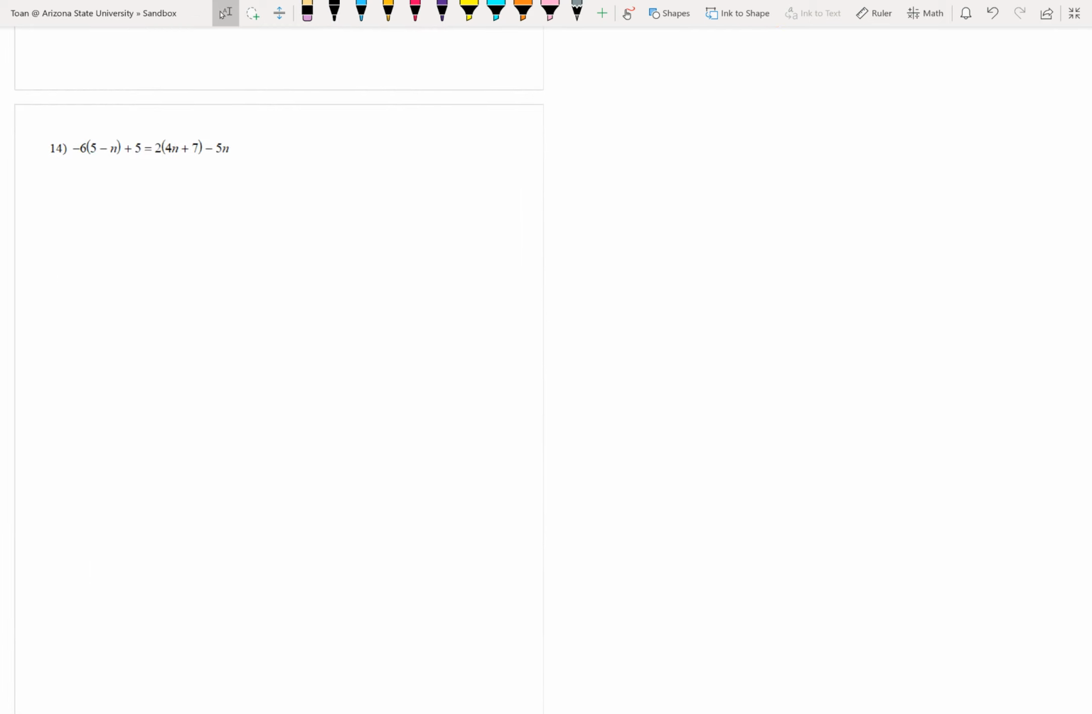Number 14 was just a linear equation. Again, with all these problems, there are multiple ways to do it. This is the thing that sticks out to me. First thing I notice when I'm solving equations in general is parentheses with numbers in front of them, so that usually tells you to distribute. So that gives us negative 30 plus 6n plus 5 equals 8n plus 14 minus 5n.